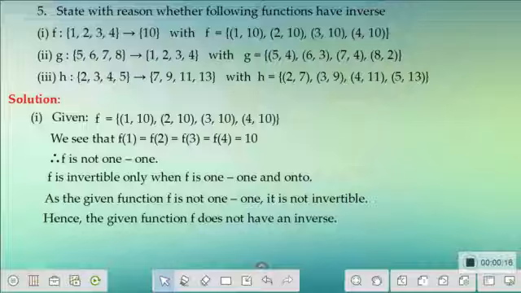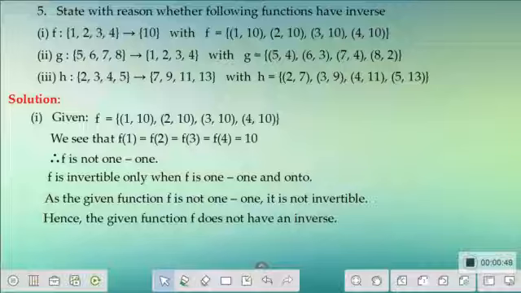Here is the fifth problem for us. State with reason whether the following functions have inverse. This f from {1, 2, 3, 4} to the set {10}, with f equal to the set containing (1, 10), (2, 10), (3, 10), (4, 10). And we have two other subdivisions also. What we are supposed to do here is check whether the given functions have an inverse or not. Let's solve the first subdivision here so that you can try out the remaining as homework.